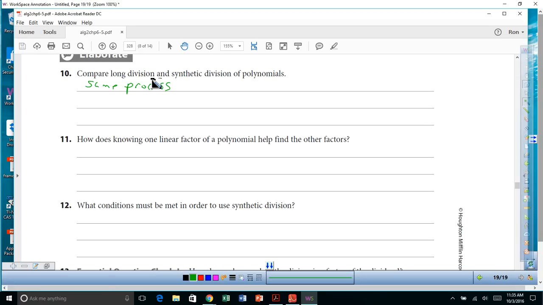How does knowing one linear factor of a polynomial help find the other factors? Well, if you know one of them, you can use synthetic division to make it smaller, and then you might use grouping or something to factor it.